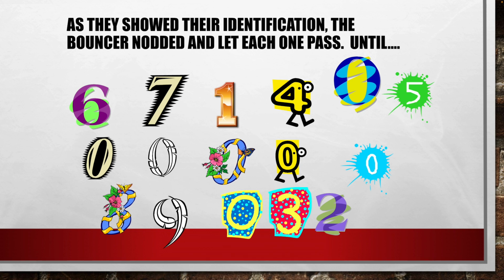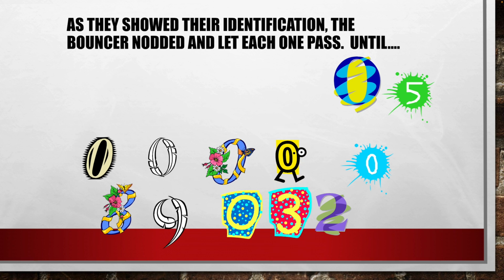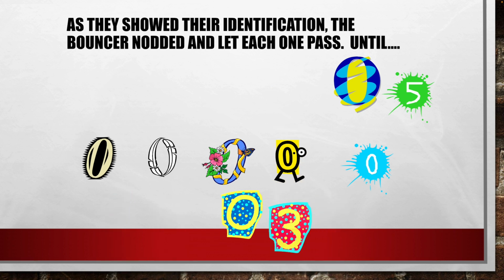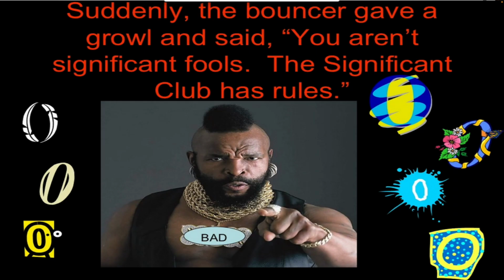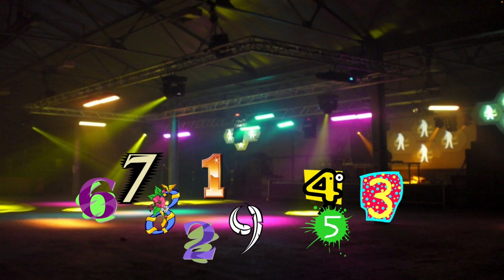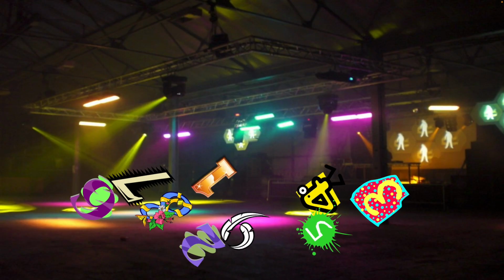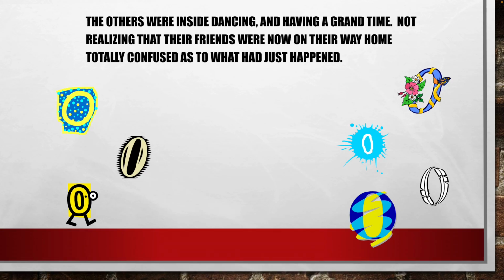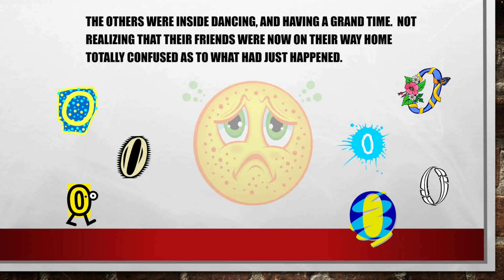So as they showed their identification, the bouncer nodded and let them pass, and they're all going into the club until these friends were left. And the bouncer gave a growl and said, "You aren't significant fools. The significant club has rules," and wouldn't let them in. So while these friends were all inside the club, dancing around, having a good time, the other friends were at home and really confused as to what happened. I had ID. Why wasn't I allowed in? Why wasn't I considered significant?